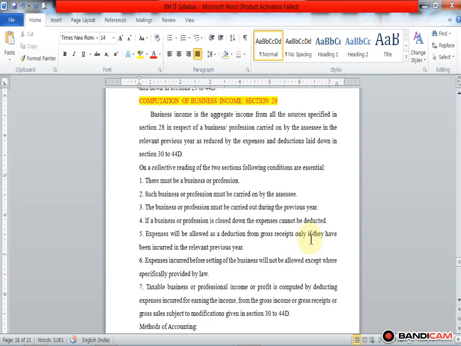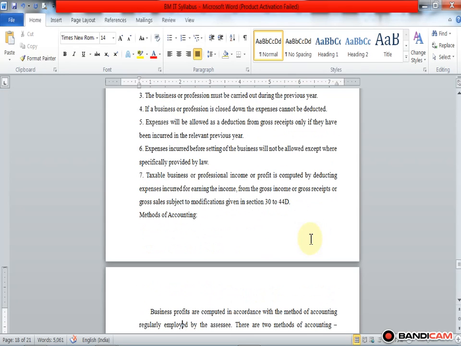Sixth, expenses incurred before setting up the business will not be allowed except where specifically provided by law. So the expenses relating to the formation of business will not be allowed for deduction, except in some cases specifically provided in law, where it will be allowed for deduction.